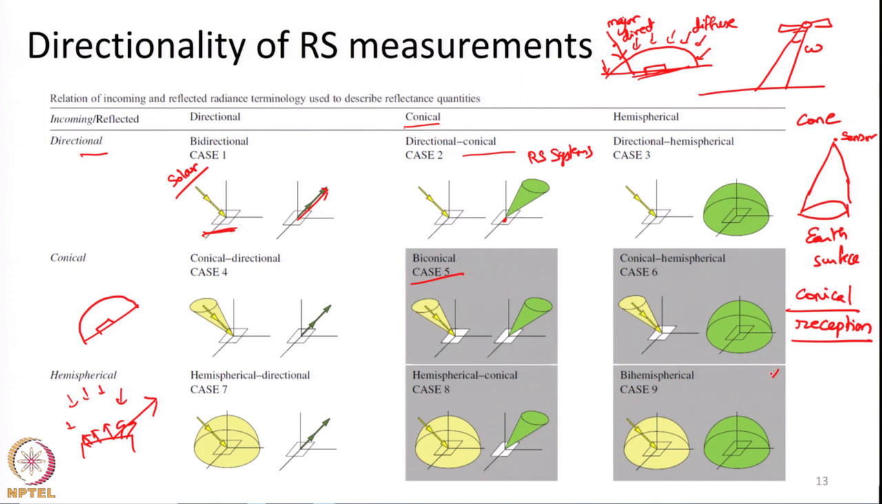And then come to case 9. In case 9, what are we doing? We are considering the incoming energy within the entire hemisphere surrounding the object, which has a direct component and also a diffuse component. Outgoing energy also, we are considering the entire energy going out of an object within the full hemisphere surrounding it. So what are some examples for these directionalities in order to make it more clear?